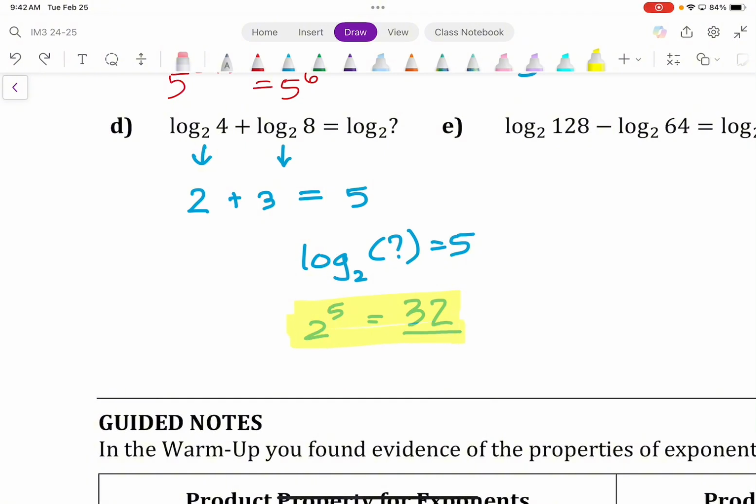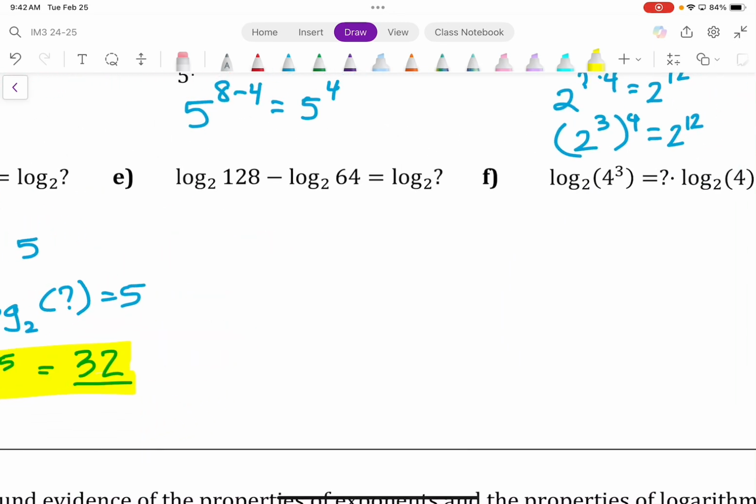So I got the 2 and the 3 from evaluating these logarithms. Log base 2 of 4 is 2, right? Because 2 squared gives you 4. Log base 2 of 8 is 3, because 2 to the third is 8. Then, because I'm adding these, I know 2 plus 3 is 5, right? So I know that the missing number is going to be 2 to the 5th. 2 to the 5th gets us 32. So that's what the missing value would be for this. Okay, that's what the question mark is.